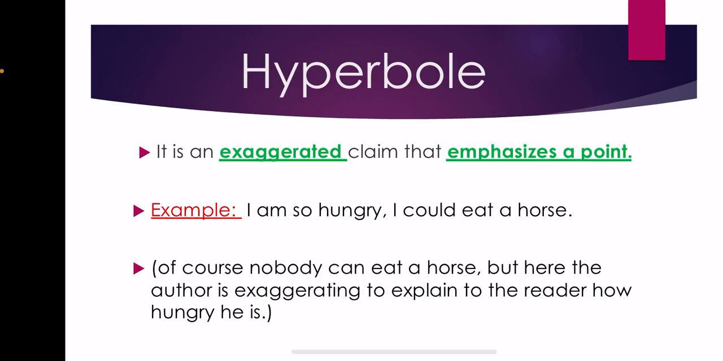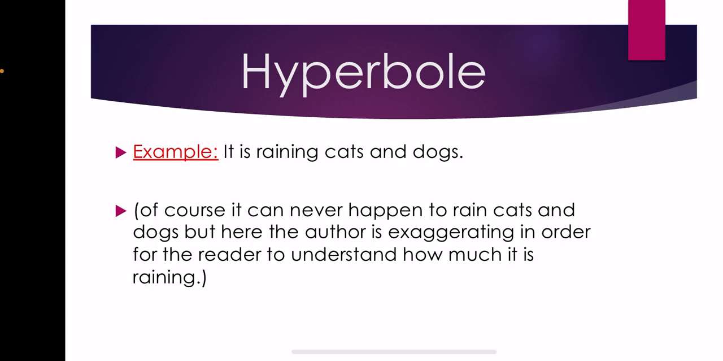Now the hyperbole. The hyperbole is an exaggerated claim that emphasizes a point. For example, I am so hungry I could eat a horse. We all know that nobody can eat a horse, but here the author is exaggerating to explain to the reader how hungry he is. Also, it is raining cats and dogs. We all know that it cannot rain cats and dogs, but the author is exaggerating to give the message to the reader about how heavily it is raining.